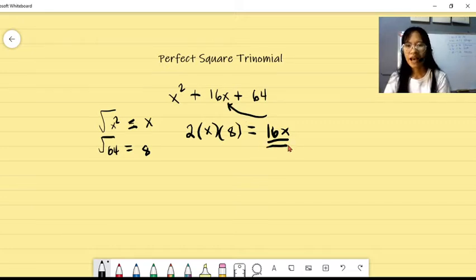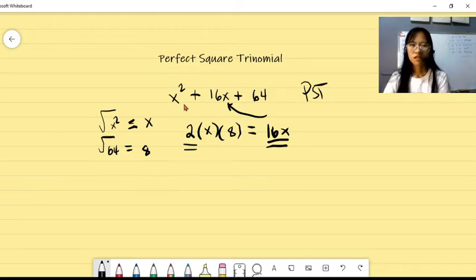Wherein 16x is the same with the middle term. So kapag parehas yung middle term at yung product na nakuha natin from the square root, twice the square root of the first term and the last term, this is a perfect square trinomial. Okay? So, sana gets na ito. Laging times 2 doon sa product ng square root ng first term and last term.